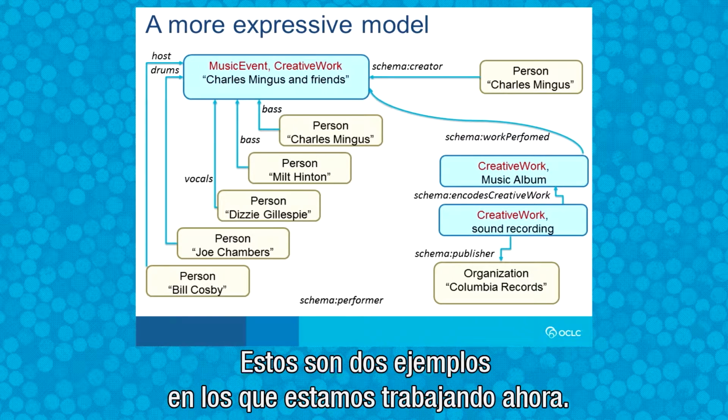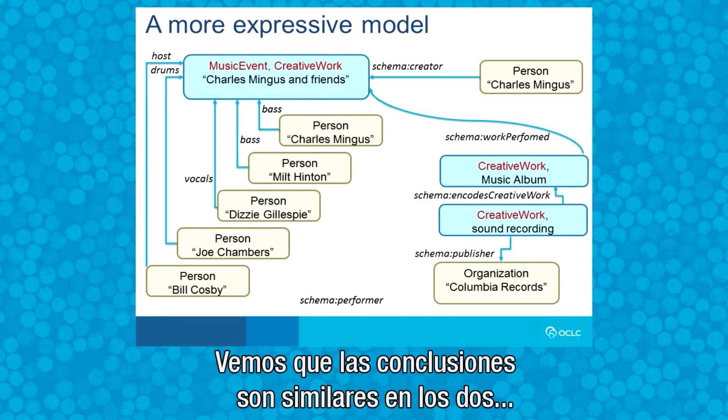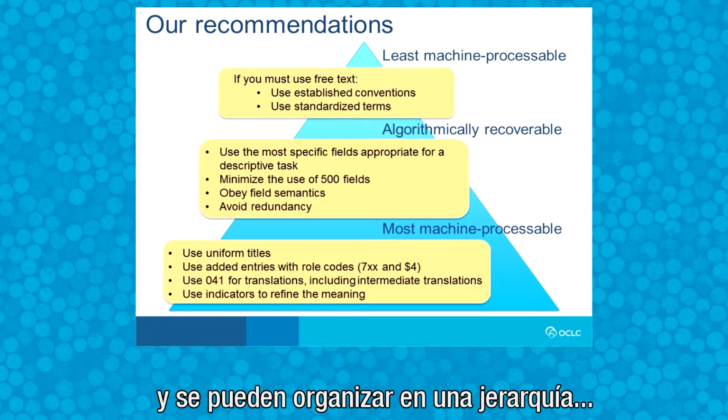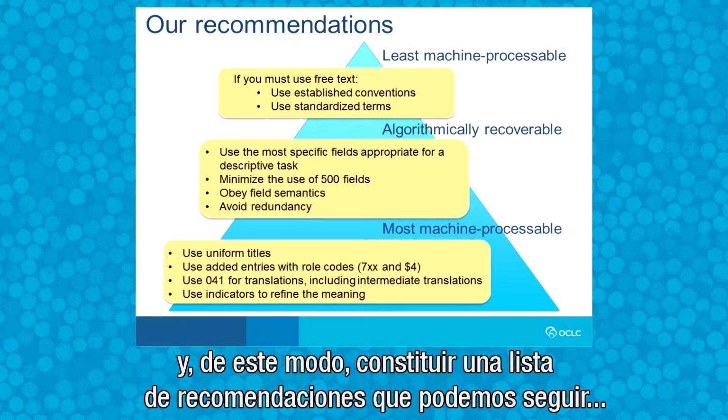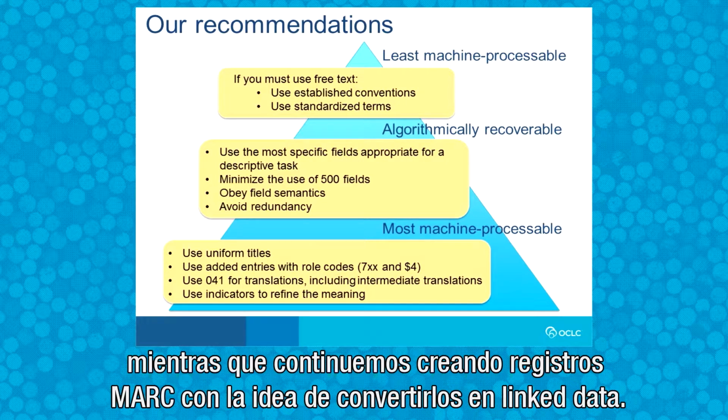So at this point, these are two examples that we're working on right now, and we can see that there are lessons that are similar for both of them. And it turns out that you can arrange them in a hierarchy going from least machine processable to most machine processable, and those then represent a list of recommendations that we can make as we continue to create MARC records with an eye now towards turning them into linked data.